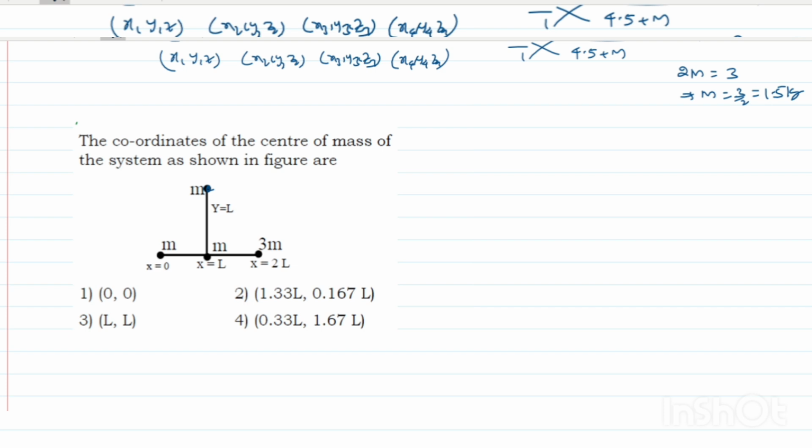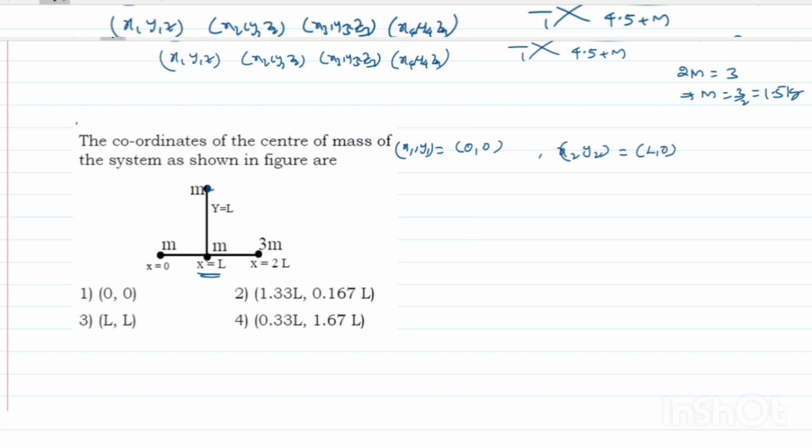First you have to take the coordinates, students. Here the x value will be 0, 0, let us take this as x1, y1. Next, talk about x2, the second particle, which is going to be lying at x equal to L. So you can take it as x2, y2, which is nothing but L, 0.